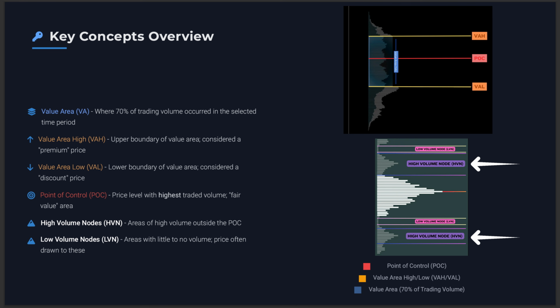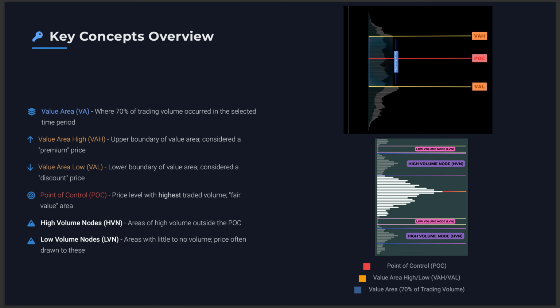High volume nodes are additional volume clusters outside the main value area. These make excellent take-profit targets. Low volume nodes are areas with minimal activity. Price tends to move quickly through these zones.